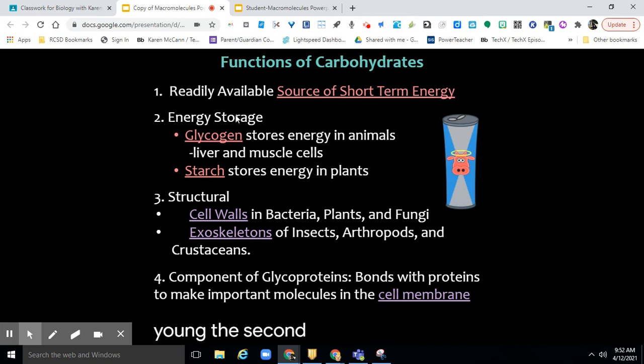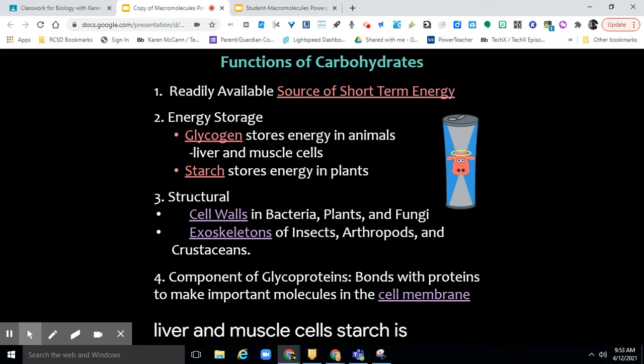The second function of carbohydrates is energy storage. So in animals, it's different than in plants in this case. So animals have a molecule called glycogen. It's a polysaccharide that stores energy in animals in their liver and muscle cells.